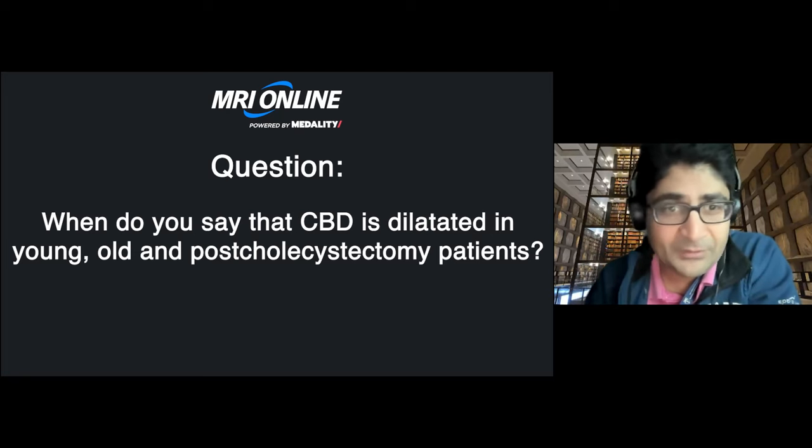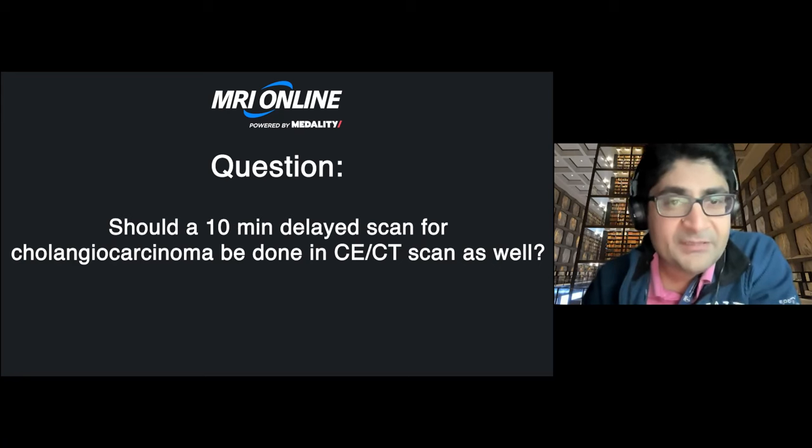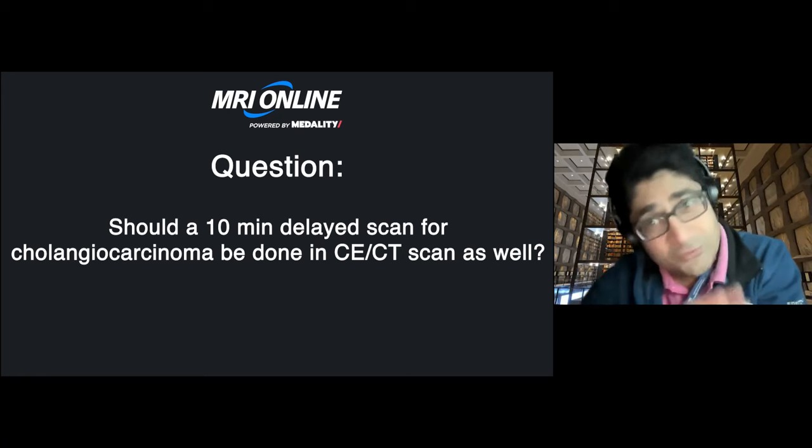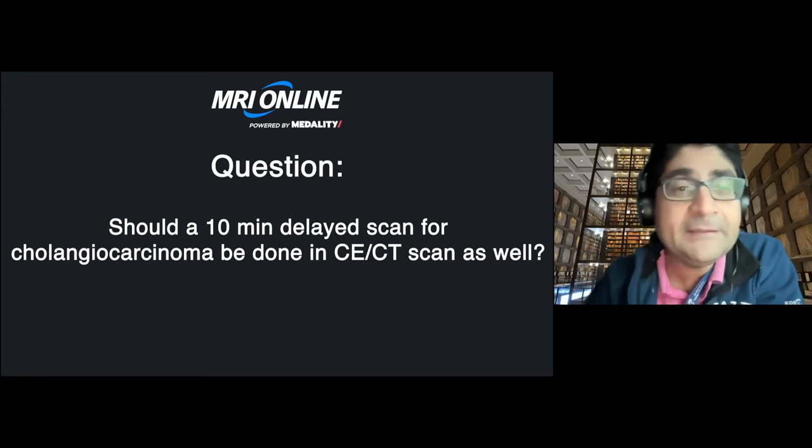Another question about the 10-minute delayed scan for cholangiocarcinoma. Absolutely. If you're worried about a cholangiocarcinoma, the 10-minute delayed image, even on a CT scan, would be essential. So you want to try to modify the protocol to accommodate that.